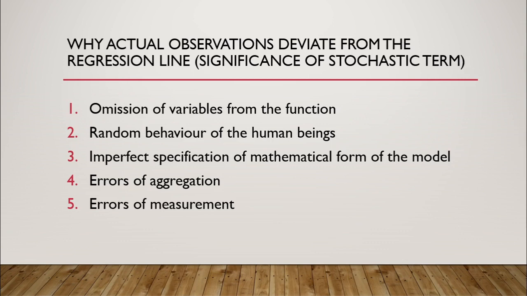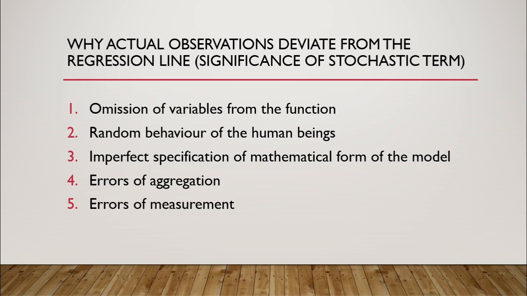The most important reason is omission of variables from the function. We know that it is very difficult to include all factors which influence the dependent variable in a regression function. We will include only the important variables. For example, in the demand function, we know that the price of a particular commodity is the most important factor which influences quantity demanded of that commodity. However, from real world experience, we know that there are a large number of factors other than price which can influence demand for a commodity.